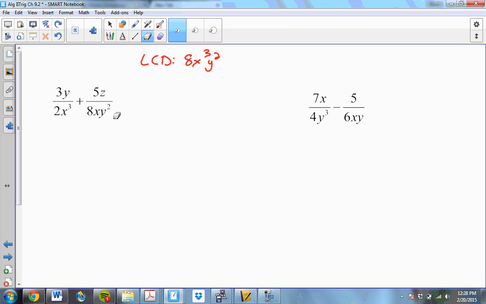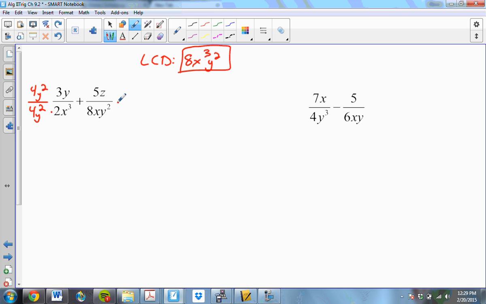I need this to be my lowest common denominator. I'm basically checking, what's the first thing that both 2 and 8 go into, and it's 8. What's the first thing that both x to the third and x go into, and it's x to the third. And what's the first thing that y squared and 1, basically no y's there, go into, and that is y squared. So the left side needs a 4 and a y squared. So do that on top and on bottom. I'm always multiplying by 1. The right side just needs an x squared.